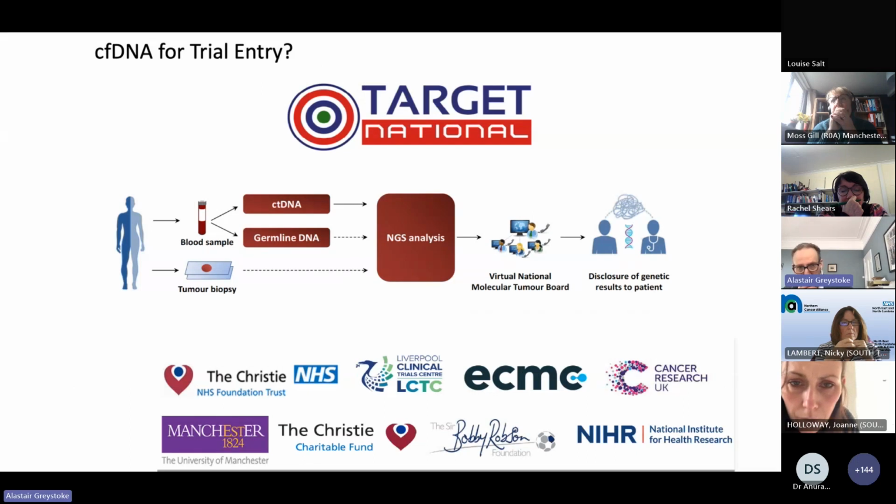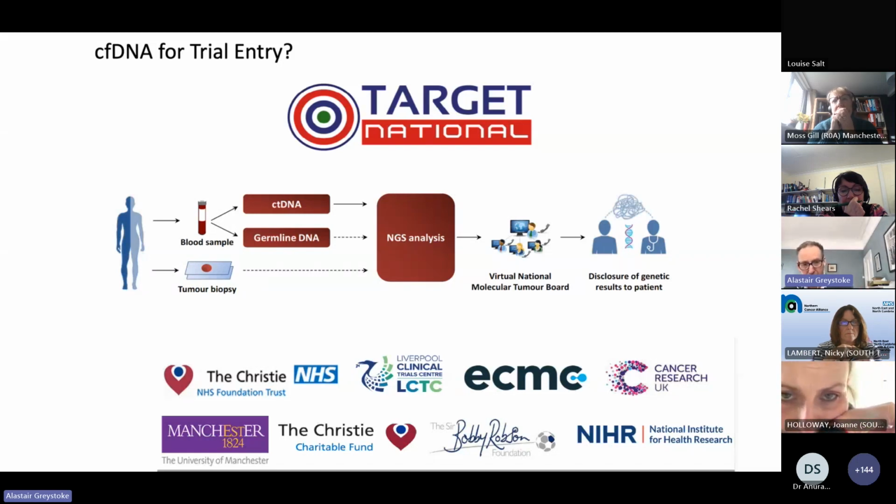So we're taking part in Target National, where patients who come to us, we take a blood sample and we send it off. We get the results back 2 weeks later. So I think Pasquale and I had 8 come back this morning, and then we look at it and try to work out whether that can line them up to trials or not. So that's where we're going with cfDNA.